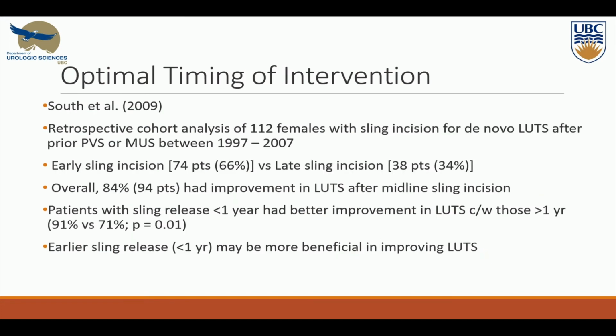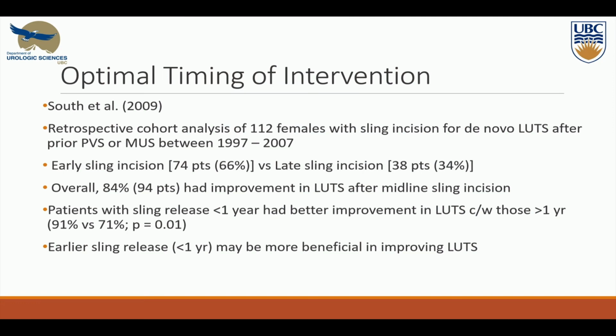This was a retrospective cohort analysis of 112 females that underwent sling incision for either de novo voiding symptoms or obstruction over a 10-year period. They compared early sling incision versus late sling incision, which is less than a year versus greater than a year. Overall, a majority of patients, 84% of them, had improvement in voiding symptoms after midline sling incision.